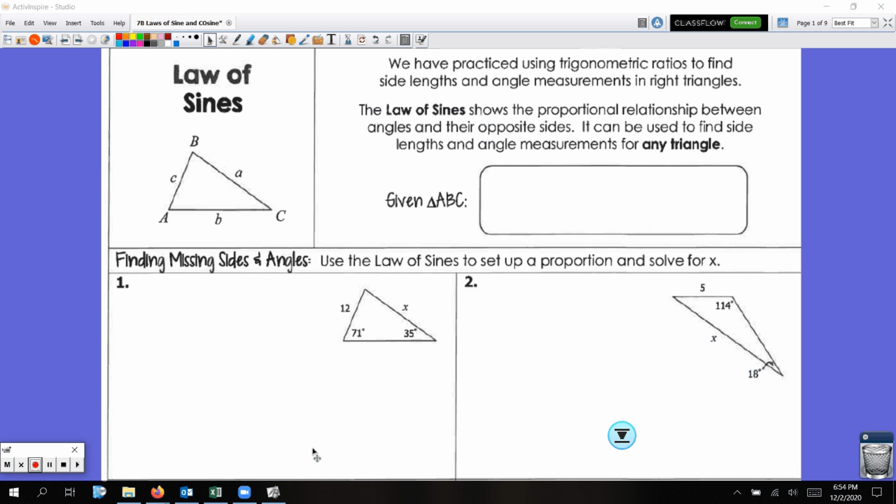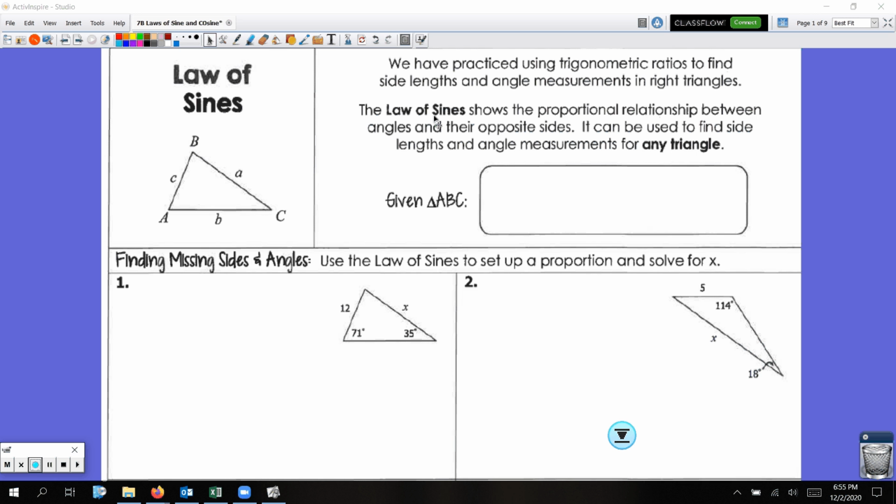All right, so like I said, this second part of the third section of chapter 7 is a little strange, but it's just introducing some different concepts. We have worked with sine and cosine before when we were solving right triangles, right? Like if we have practice using trigonometric ratio to find side length and angle measures in right triangles, okay?